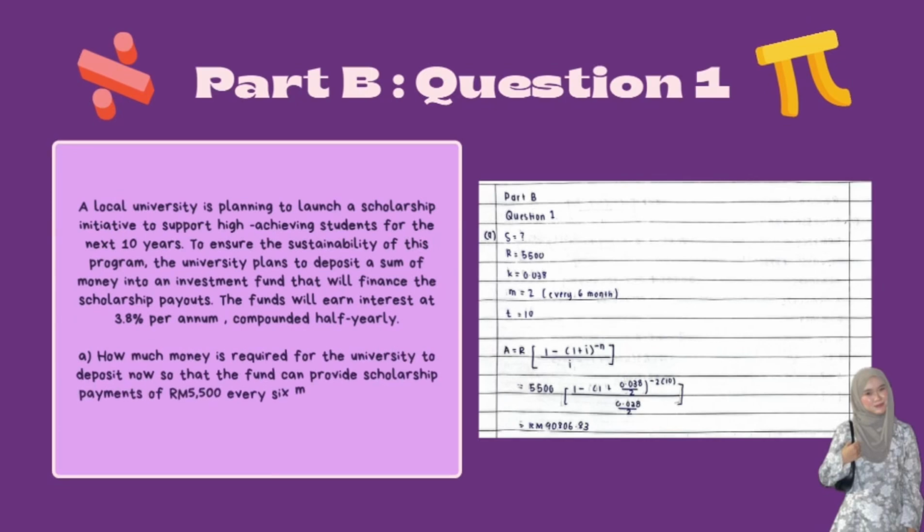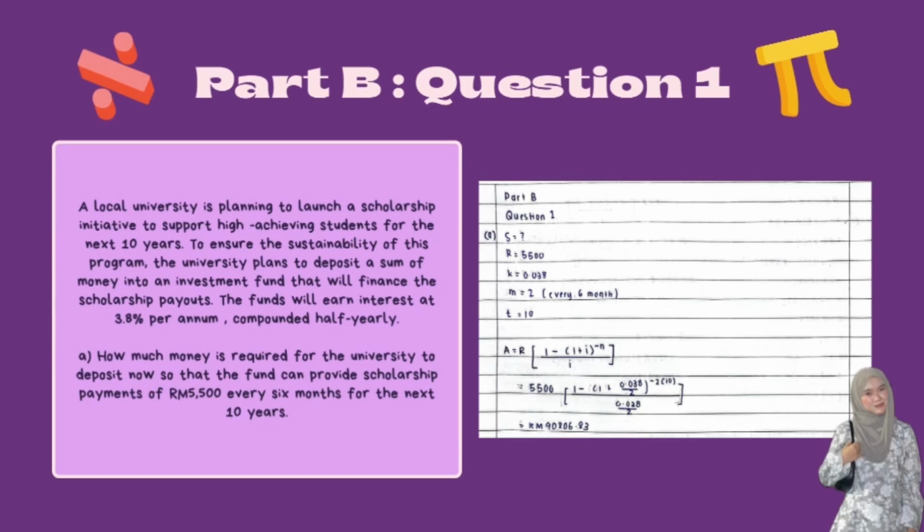The question looks like this: a local university is planning to launch a scholarship initiative to support high-achieving students for the next 10 years. To ensure the sustainability of this program, the university plans to deposit a sum of money into an investment fund that will finance the scholarship payouts. The funds will earn interest at 3.8% per annum, compounded half yearly. Question 1A: How much money is required for the university to deposit now so that the fund can provide scholarship payments of RM5,500 every 6 months for the next 10 years?